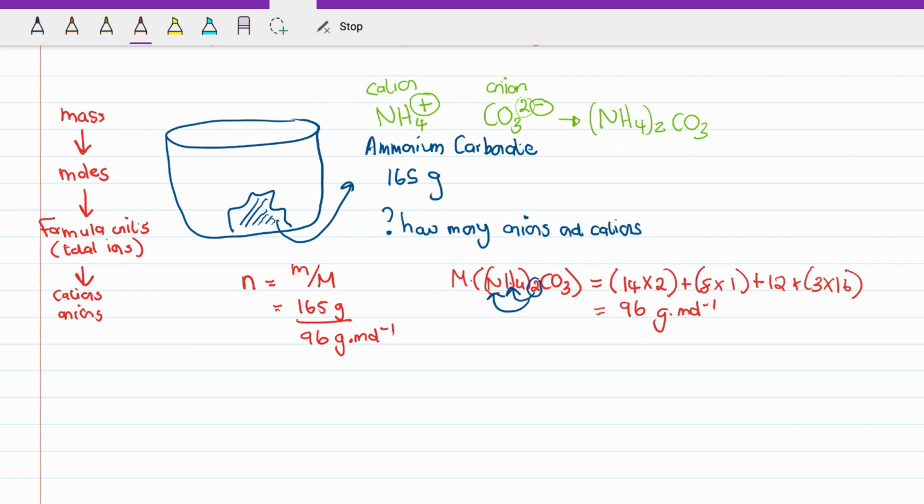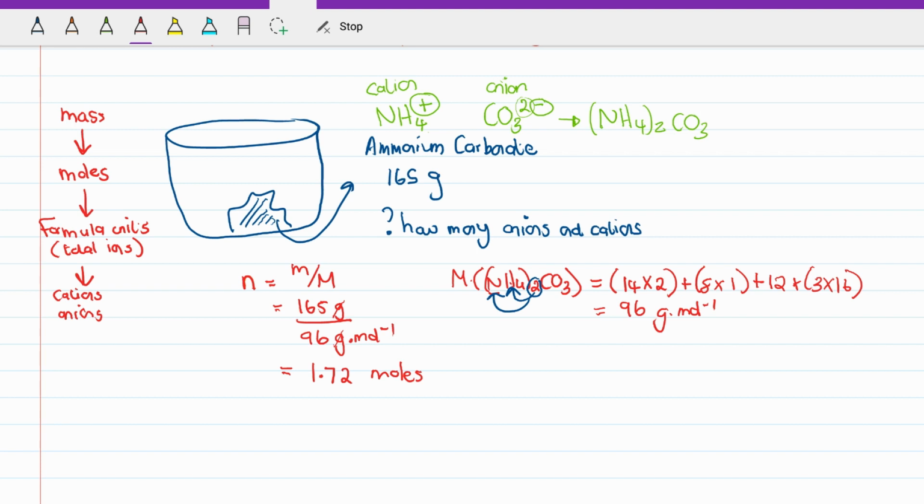If you do your mathematics, you'll see your grams cancel. The negative mole goes above the line. That's why your units end up as moles. And how many moles do I have? 1.72 moles. So that was quite easy.